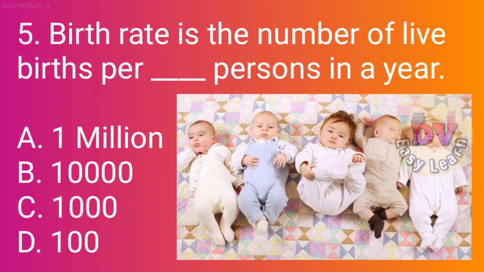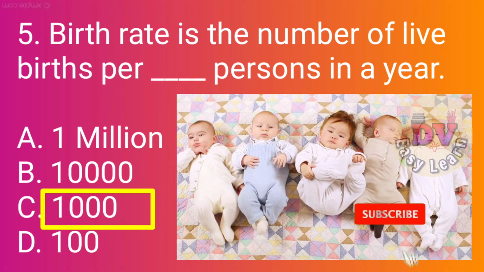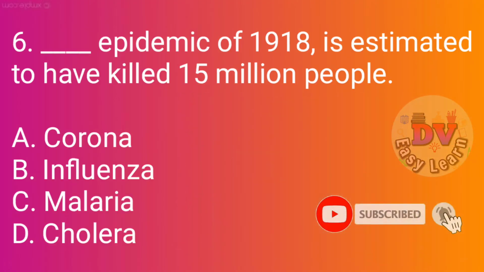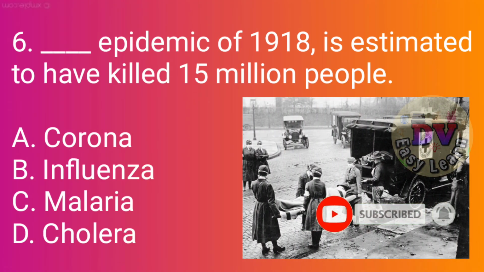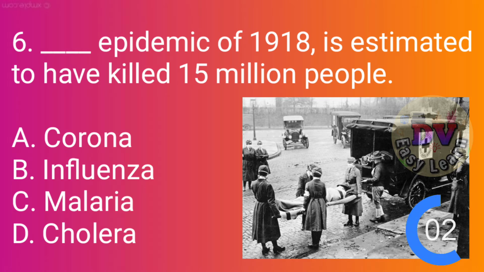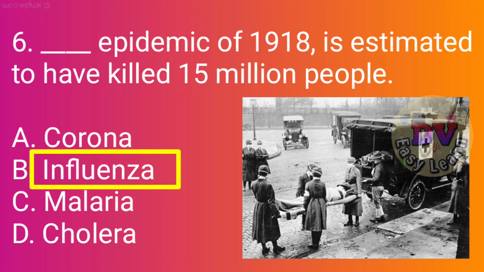Question number 5. Birth rate is the number of live births per dash persons in a year. Correct answer 1000. Question number 6. Dash epidemic of 1918 is estimated to have killed 15 million people. Correct answer influenza.